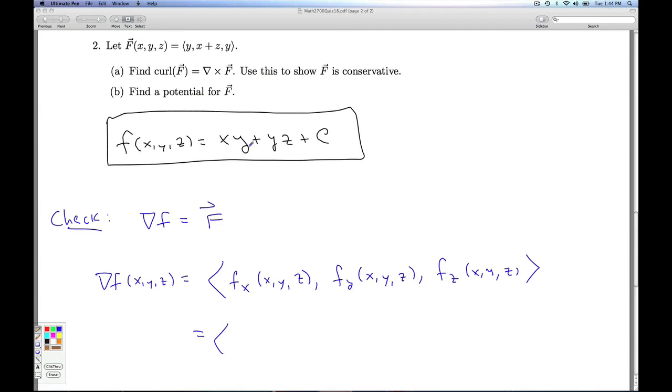Derivative of this with respect to x, the only thing that survives there is going to be that y. Partial derivative with respect to y, x plus z. Partial derivative with respect to z is y, and sure enough, that is our original field F. That'll do it for quiz 18.